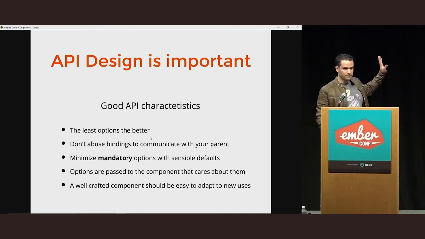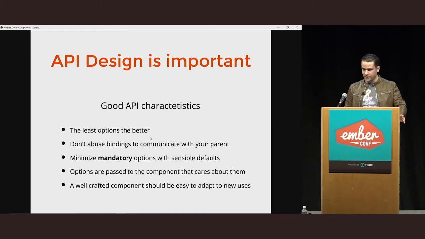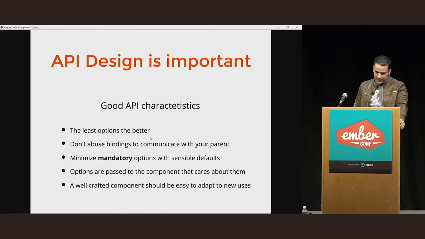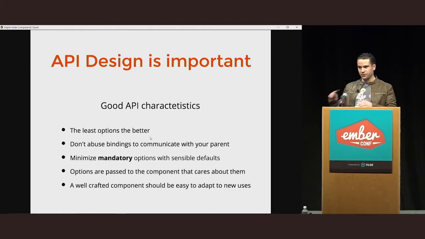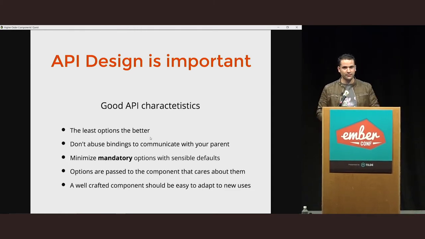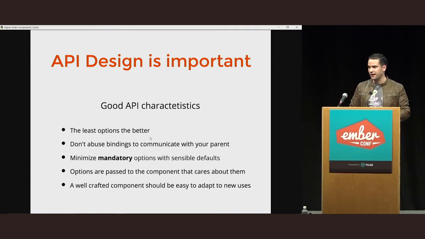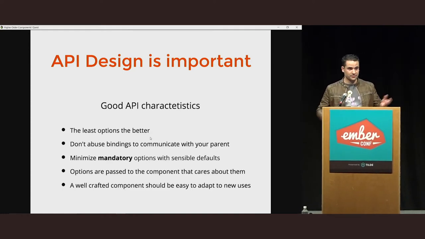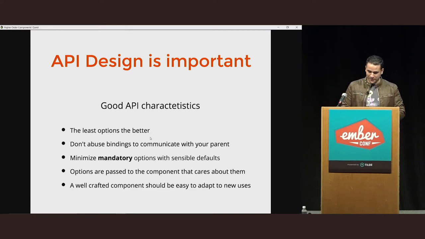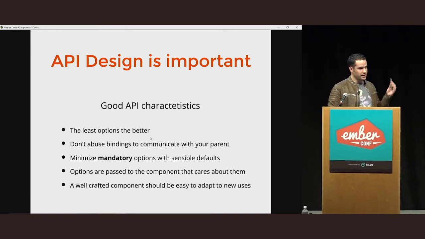These are some good practices. I have my own style, but pretty much everyone would arrive at the same conclusions. The fewer options, the better. That doesn't mean that there is a magical number over which your component has too many options. It depends on the component itself. But if you find that you have a checkbox and it has 7 options, that's wrong. So that's one example. Another is don't abuse bindings for communication.